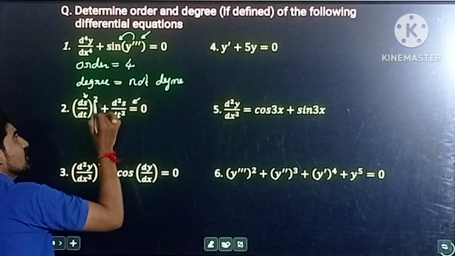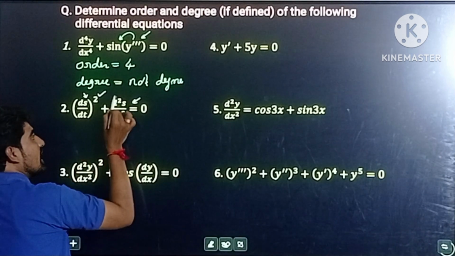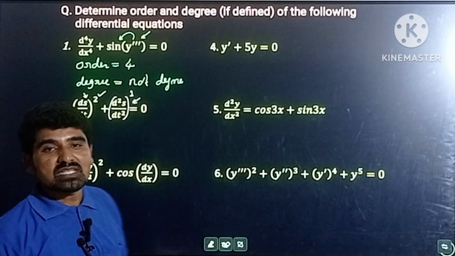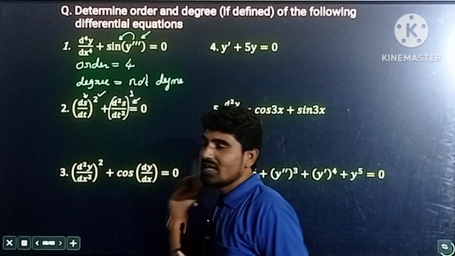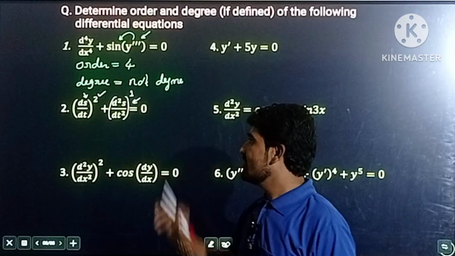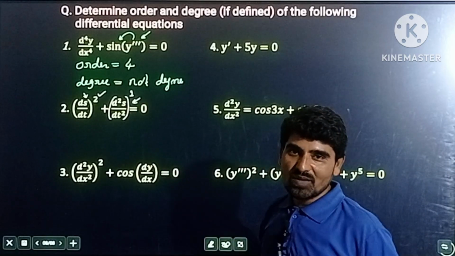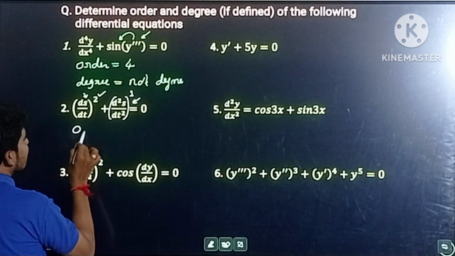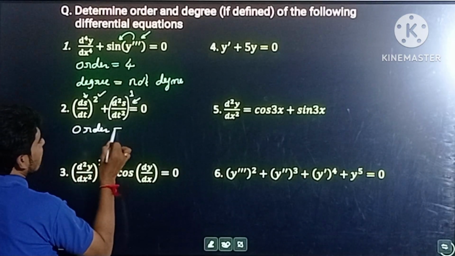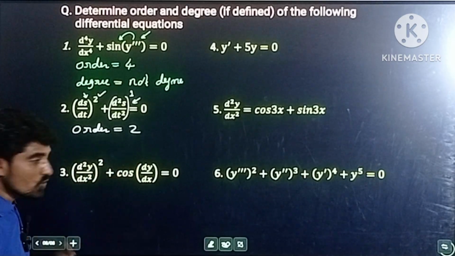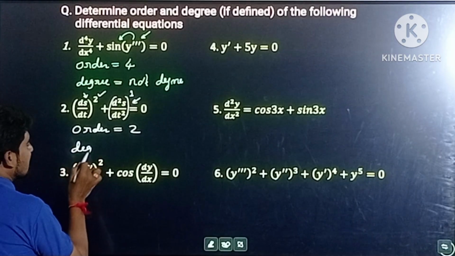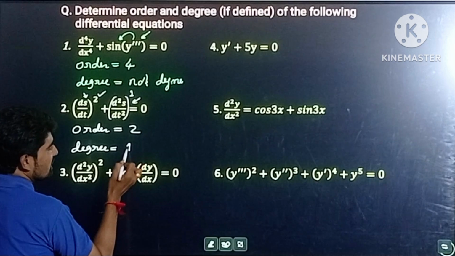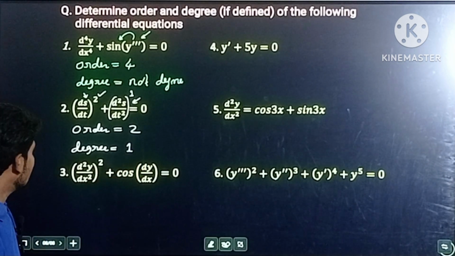And power of the first order derivative is plus 2 and power of the second order derivative is plus 1. So both the powers used here are non-negative integers. Therefore, the second differential equation is polynomial in derivative. And here the highest order involved in this differential equation is second order. Therefore, order of this second differential equation is 2. And degree of this second differential equation, power of the second order derivative is 1. Therefore, degree is 1. I hope all of you are understanding.